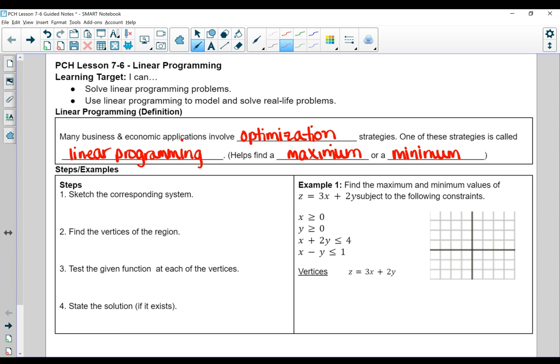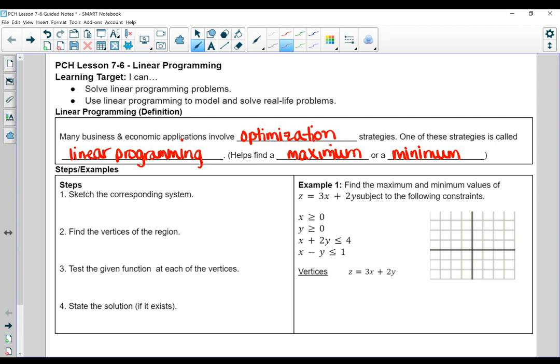So how do we do it? We're just going to basically do what we did in the lesson yesterday on the systems of inequalities, where we sketch the systems of inequalities. We're going to find the vertices, so where do they intersect? And then we have to test the function at each of the vertices and then determine what the solution is, depending upon what we were being asked to find.